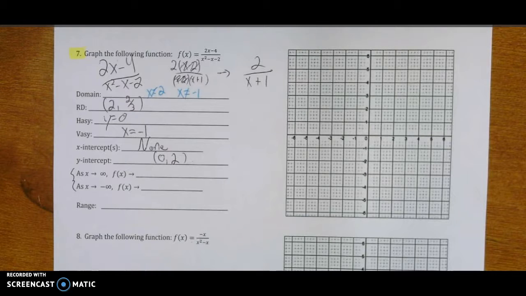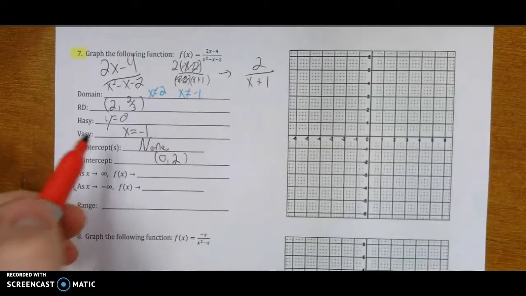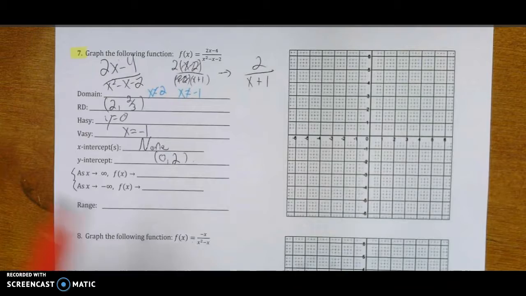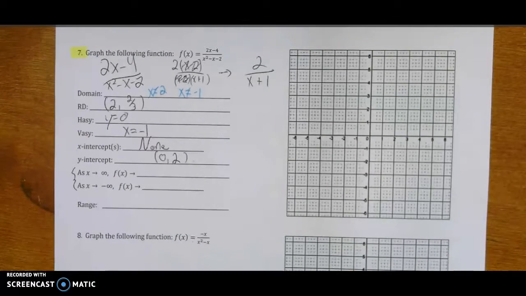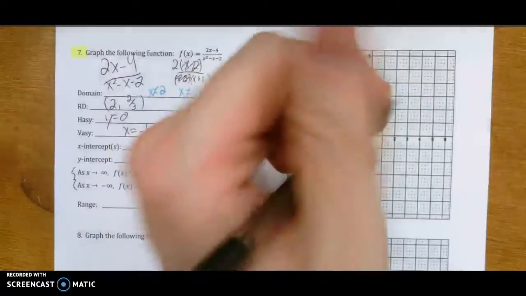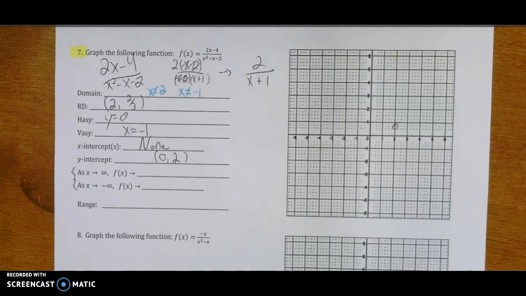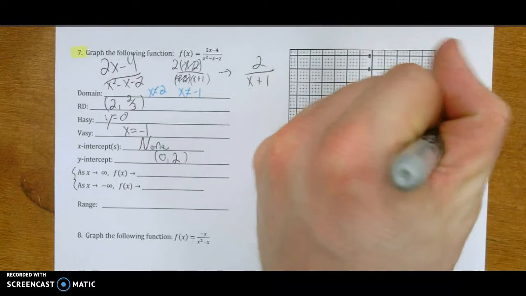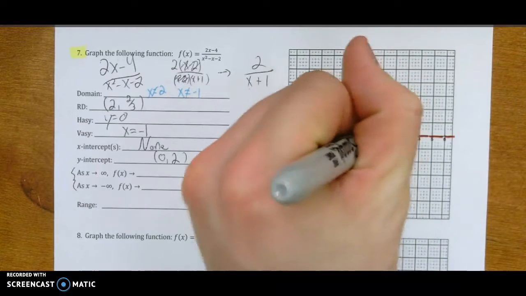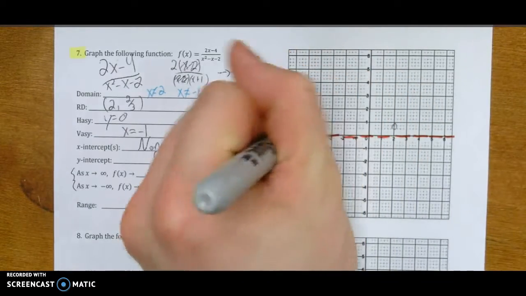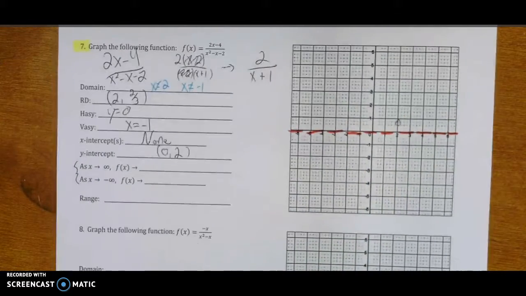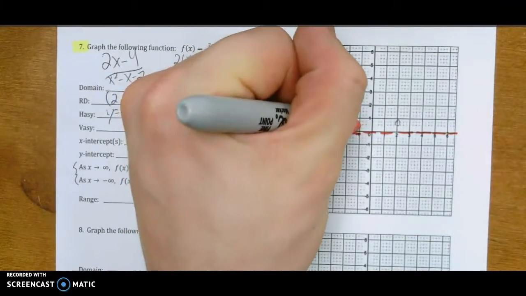All right, let's get our framework going. All right, removable discontinuity, 2 comma 2/3. It's a little bit more than a half, but not quite 1. So we've got a hole there. Horizontal asymptote is at 0, also known as the x-axis. The vertical asymptote, x equals -1.